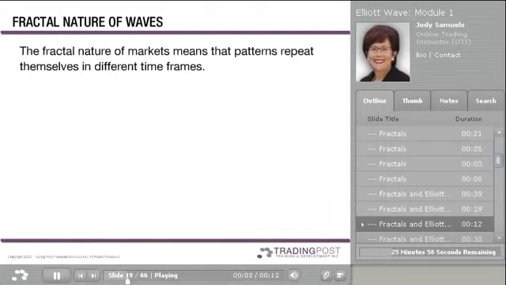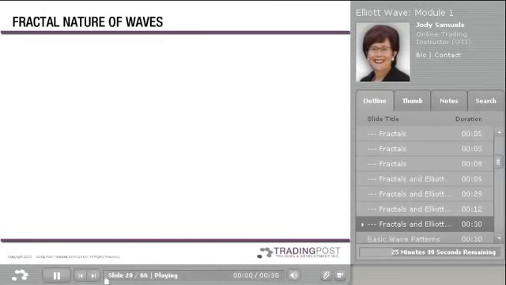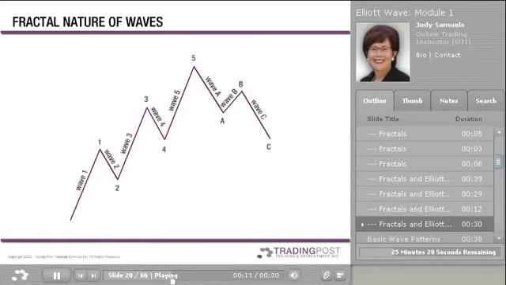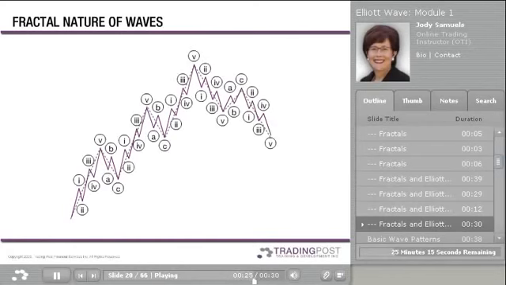The fractal nature of markets means that patterns repeat themselves in different time frames. Waves of any degree in any series are made up of waves of a lesser degree. Just as nature reproduces in the same patterns of different degrees, so too do market patterns. Notice this 5-wave sequence subdividing into waves of a lesser degree, found in a smaller time frame. Whether a monthly, weekly, daily, 4-hour, hourly, or 15-minute chart, the patterns repeat themselves. This enables one to trade any time frame using the Eliot wave principle.